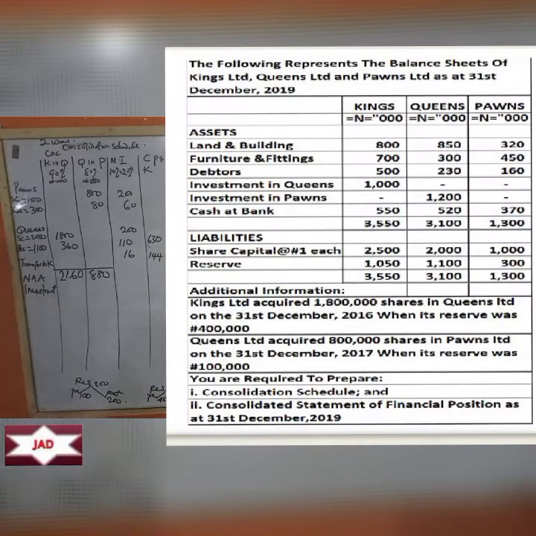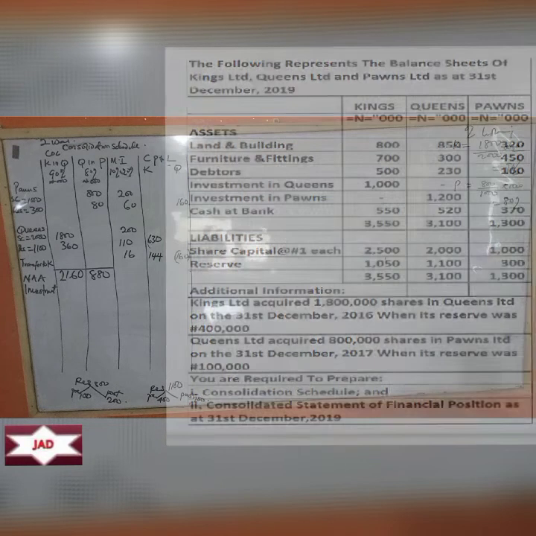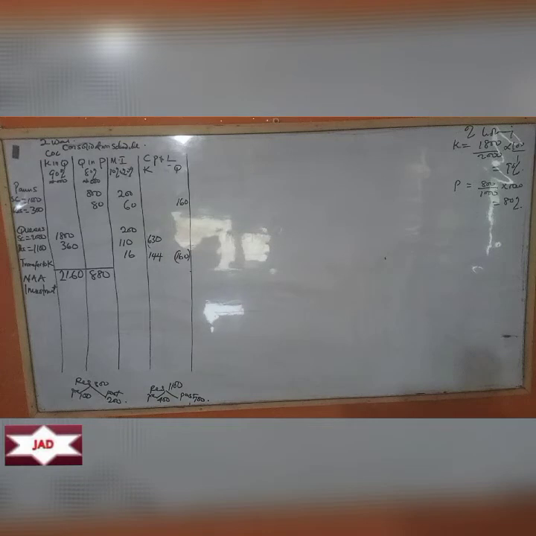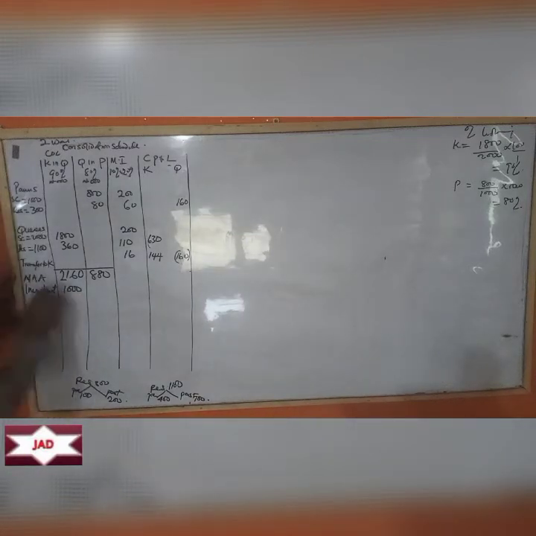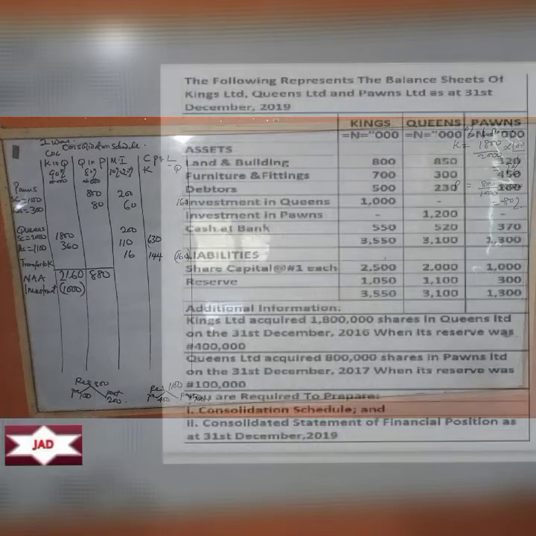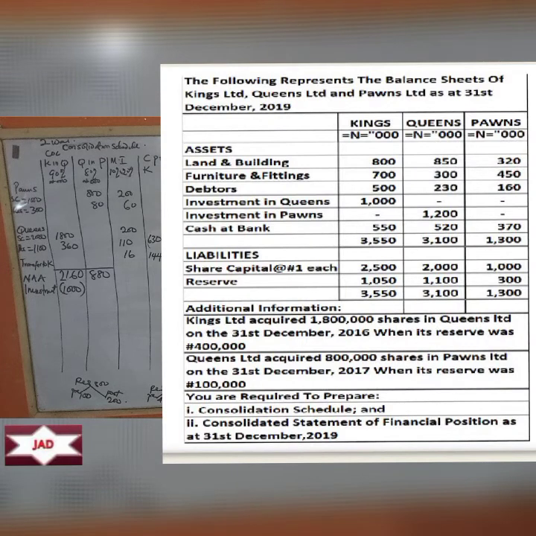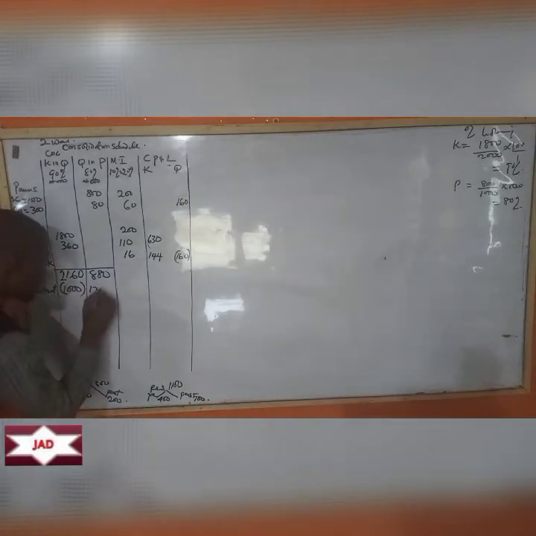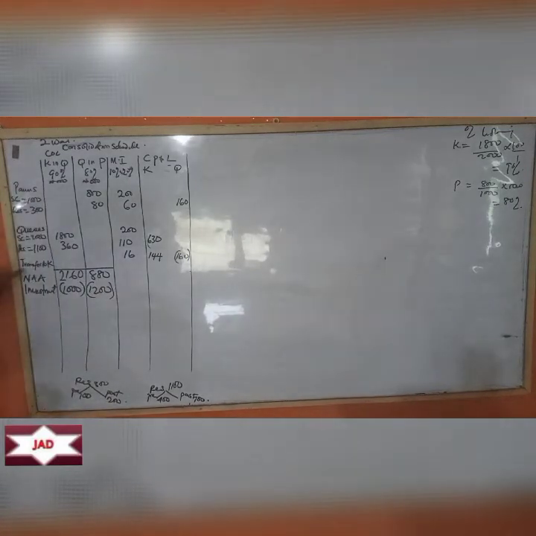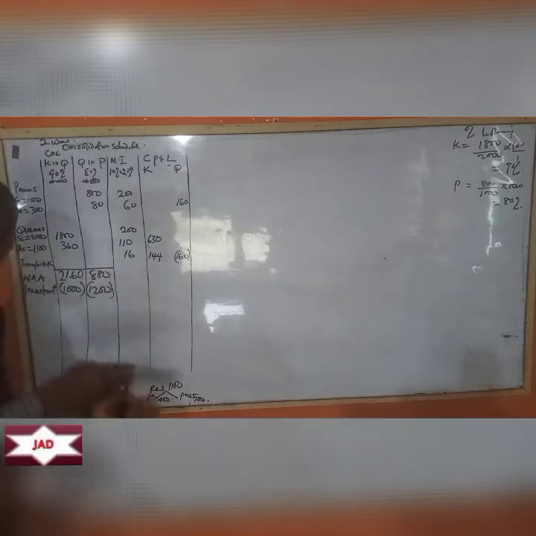What is our investment? The investment of K in Q is 1,000. So we have 1,000, right? Now what is the investment of K in P? What do you have? 1, 2. So as you can see, there are 2 goodwills here. There's a reserve, and then there is what we call debit balance goodwill and credit balance goodwill.